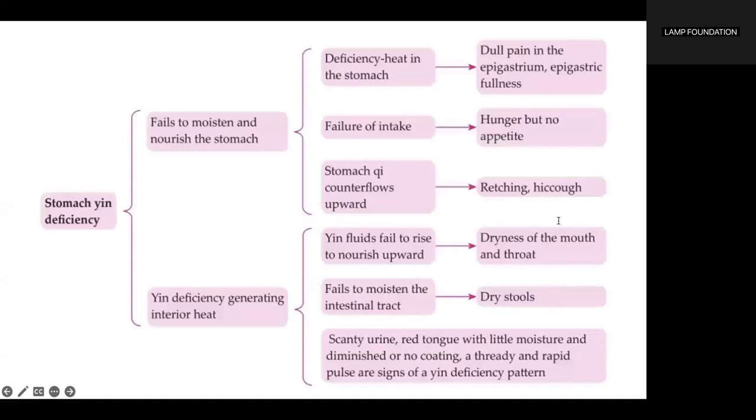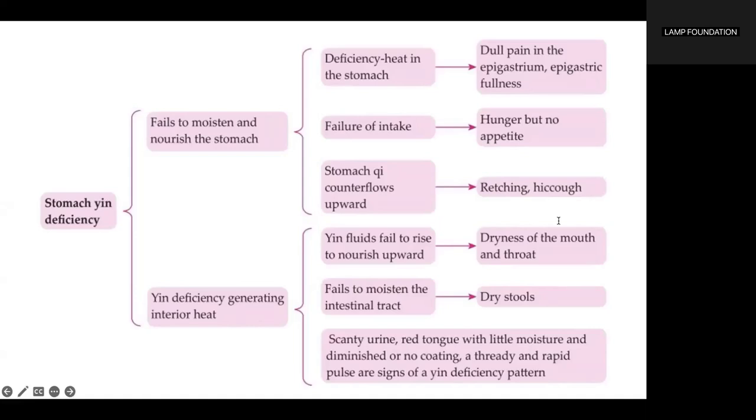Clinical manifestations: dull pain in the epigastrium, anorexia, fullness in the epigastrium, no appetite or intake of food, but in deficiency with stomach heat results in swift digestion with increased appetite. Retching, hiccups, dryness of the mouth and throat, dry stool, scanty urine, a red tongue with little moisture and diminished or no coating, and a thready and rapid pulse.